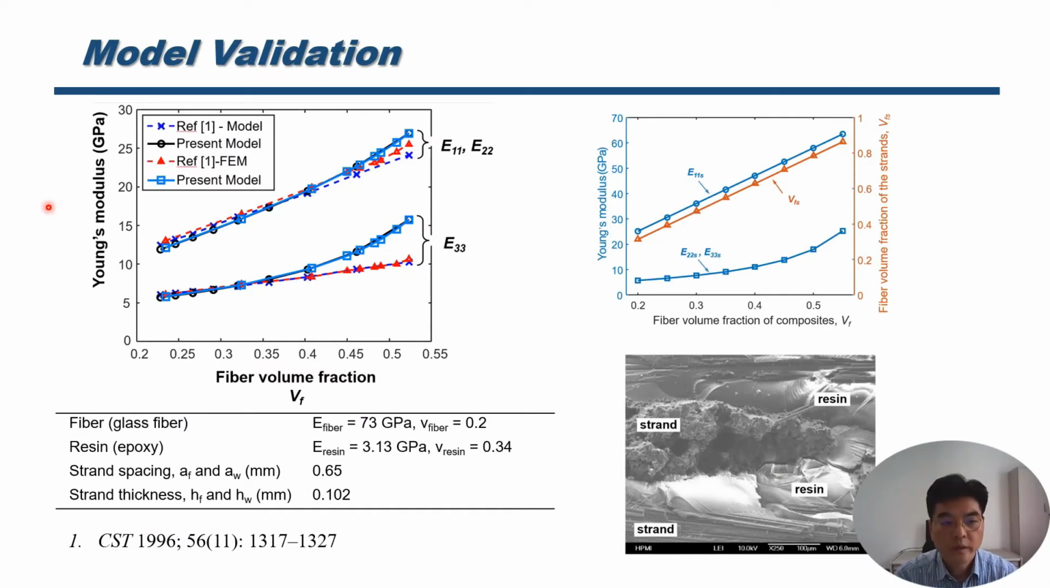Before we do the simulation, we did some model validation. So we compared our model result with the result from the reference here, and both results agree very well, even though there is some difference at higher volume fraction, but generally it agrees very well. And this one is the material property that we used for model validation, and that comes from this reference.